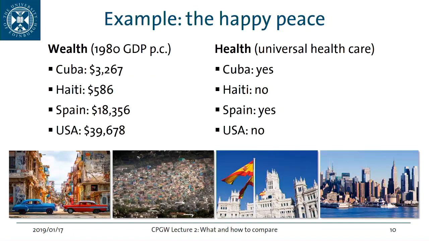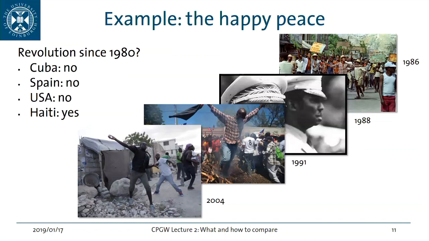I looked up what their GDP per capita was in 1980. We see that the US is the most prosperous country, followed by Spain, Cuba, and then Haiti at the bottom end. And I also looked up who had a universal healthcare system, of which Spain, of course, does have one. Cuba famously has a very good healthcare system, a universal one and a free one. And the US and Haiti both do not, for very different reasons, though, of course. It's not like the US doesn't have the money. It's just not done.